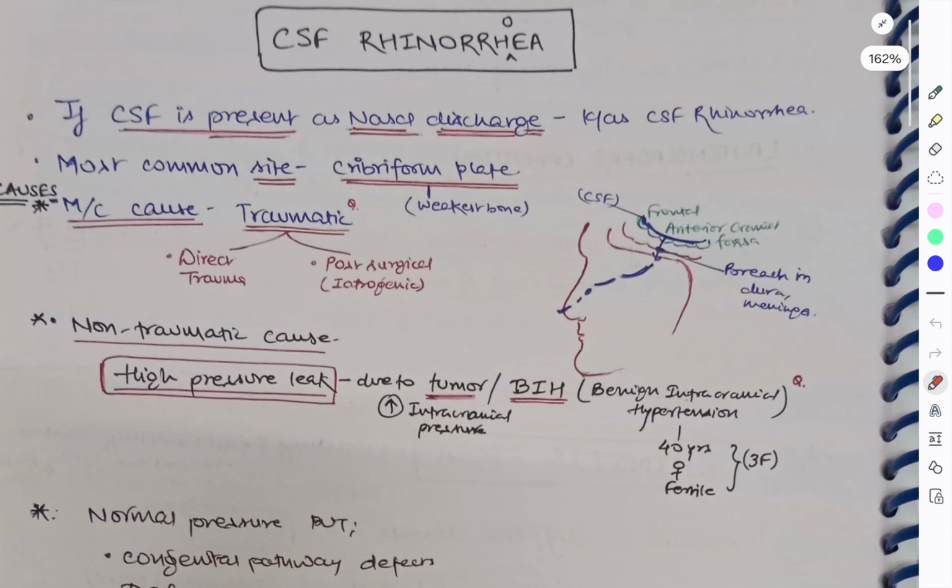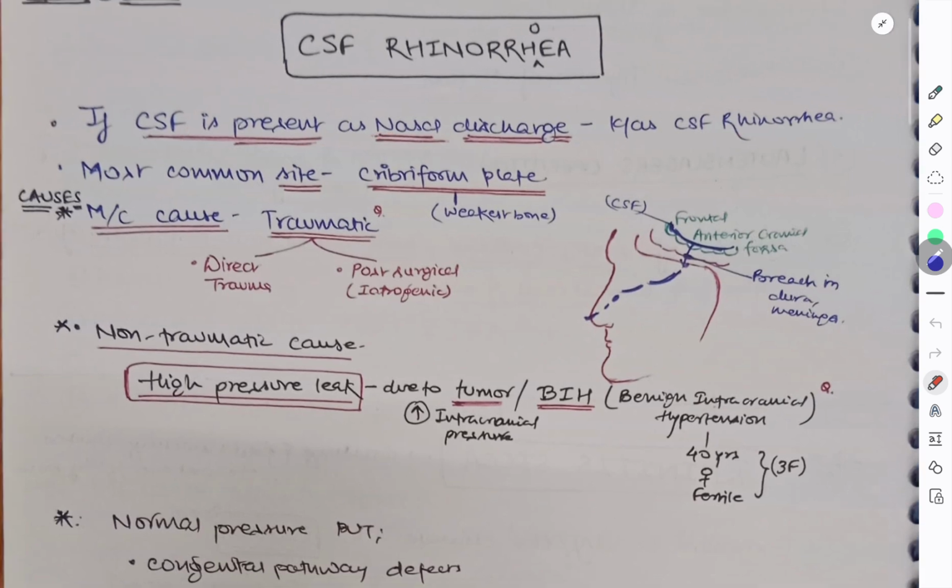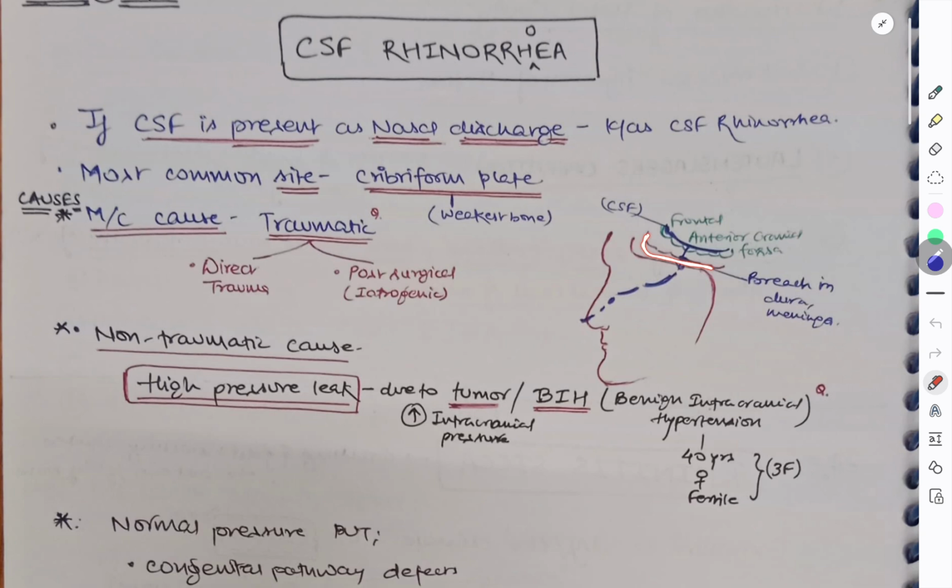Today let's learn about CSF rhinorrhea. If CSF is present as nasal discharge, we call it CSF rhinorrhea. If there is a break in the skull base bone or a breach in the dura or meninges, the CSF may leak out from the nose. That is called CSF rhinorrhea.